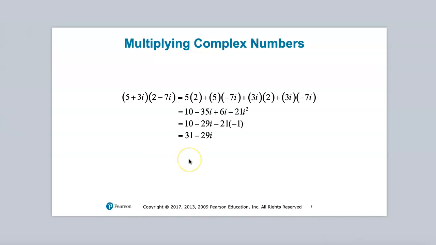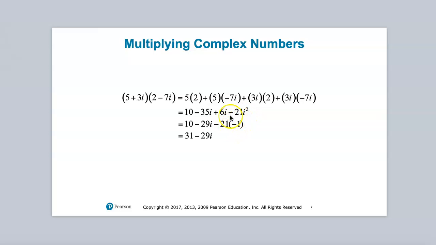So now back here to multiplying complex numbers. When it comes to multiplying, you're going to follow the same steps of FOIL as you would with any other binomials. 5 times 2 is 10. That's your first. Outer is -35I. Inner, 6I. And last, 3I times -7I is -21I squared. It's at this point we can replace I squared with -1.